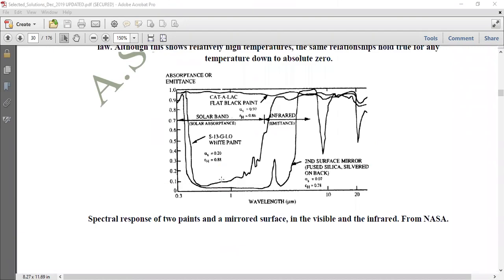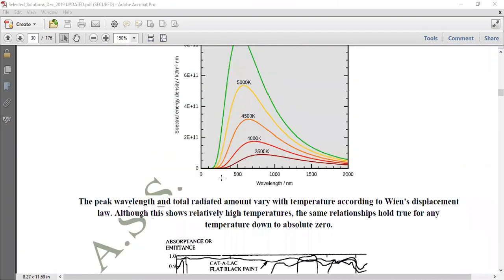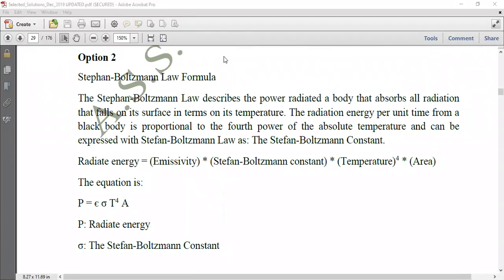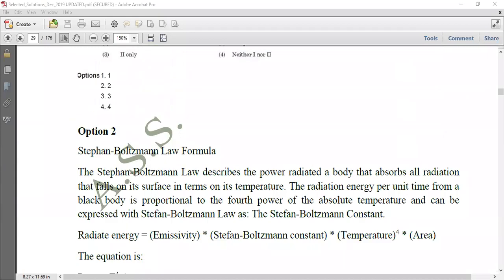Then the second law, Planck's law, says that energy is equal to hc by lambda. So energy is inversely proportional to wavelength, meaning the more the energy, the lesser the wavelength. Now we will have to correlate them, and in terms of emissivity we can also correlate them.